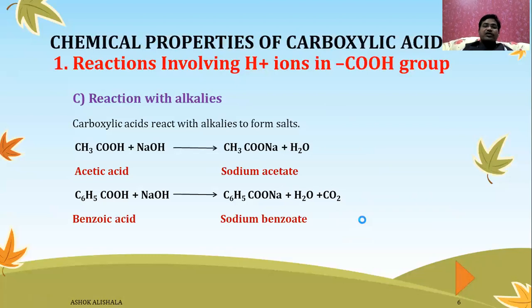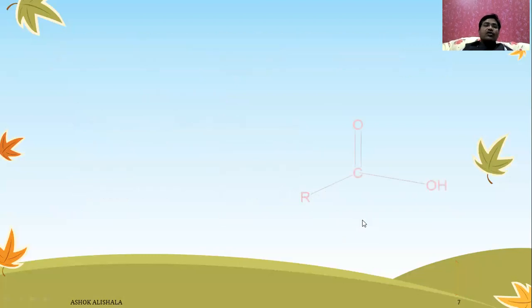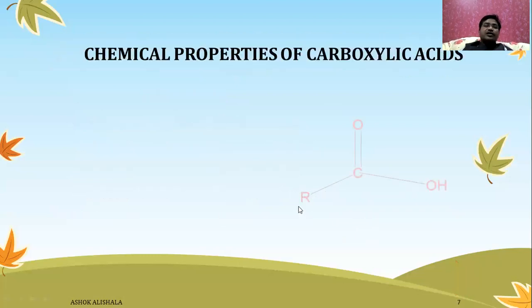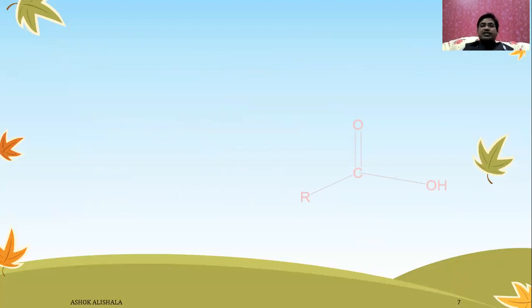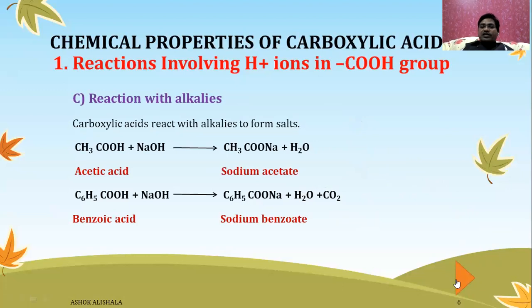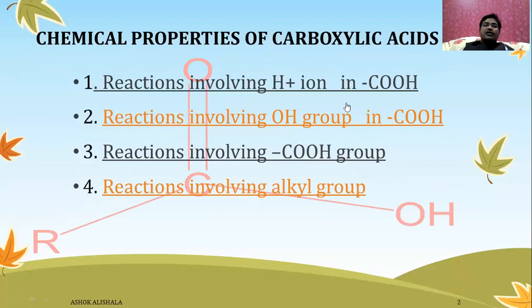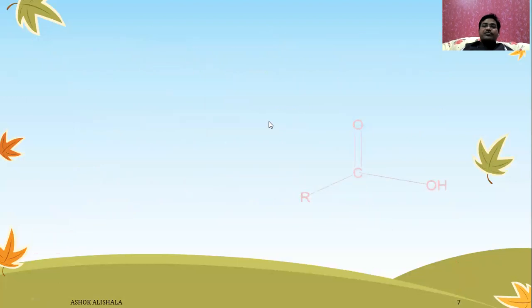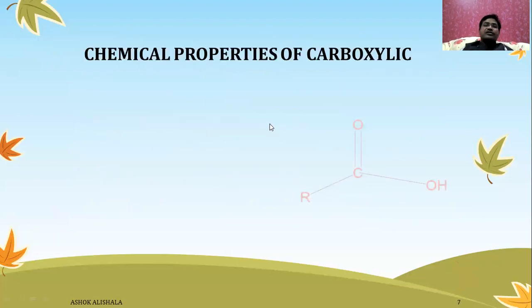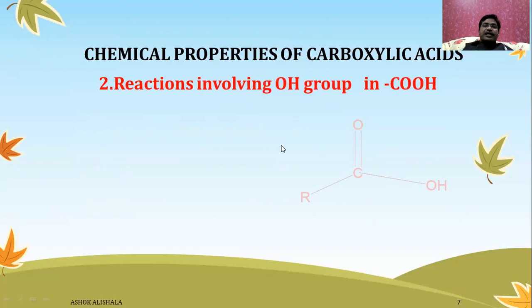Now let us go to the other chemical properties. The reaction with H plus ions in COOH is completed. The second part is reactions involving the OH group in COOH. Let us go to this: reactions involving the OH group in COOH.